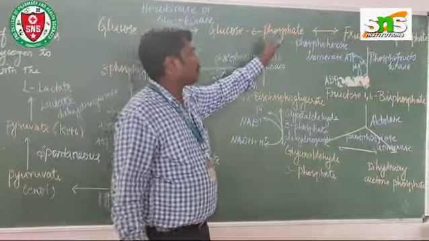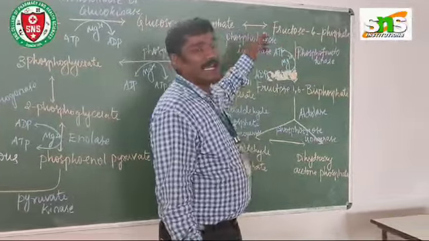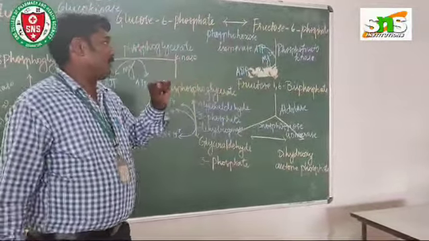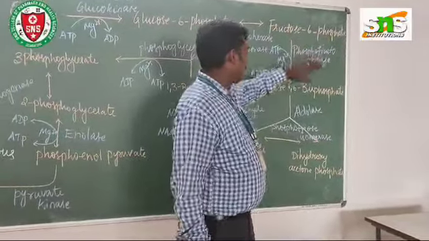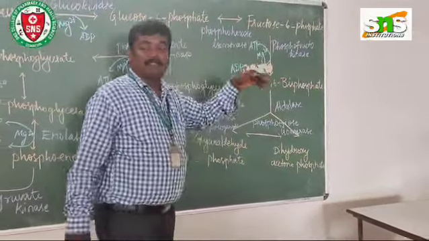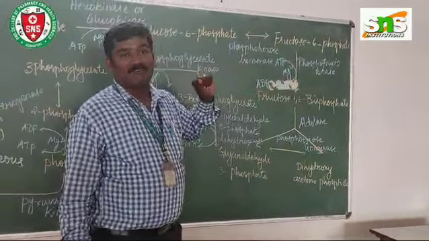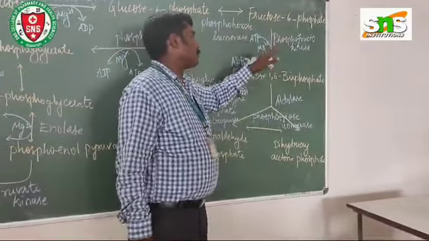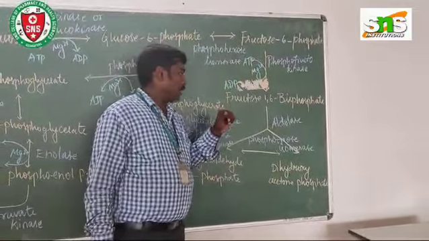The next step is glucose 6-phosphate will be converted into fructose 6-phosphate. This reaction is carried out in presence of the enzyme phosphohexose isomerase. The next step is fructose 6-phosphate will be converted into fructose 1,6 biphosphate. Here also ATP will be converted into ADP. This reaction is carried out in presence of magnesium ions. The enzyme that catalyzes the conversion of fructose 6-phosphate into fructose 1,6 diphosphate is phosphofructokinase.